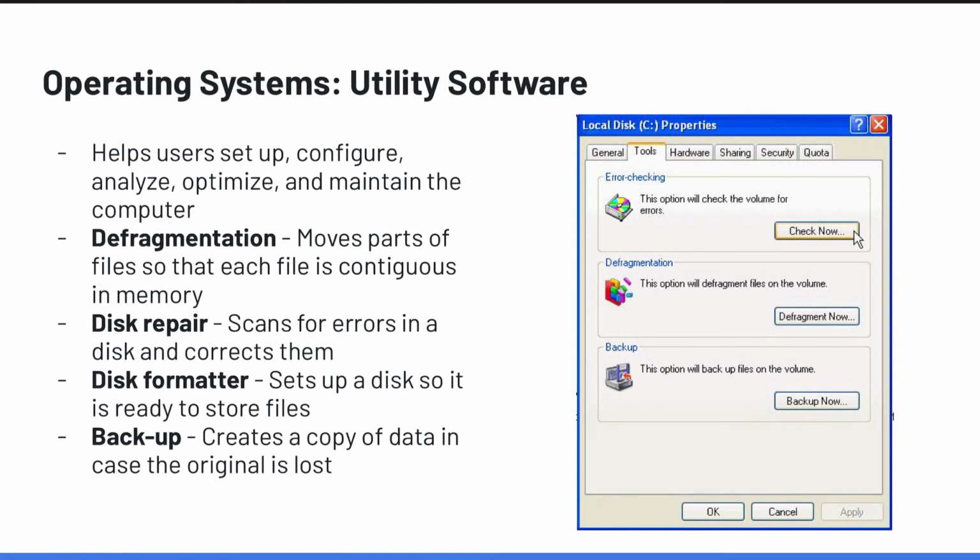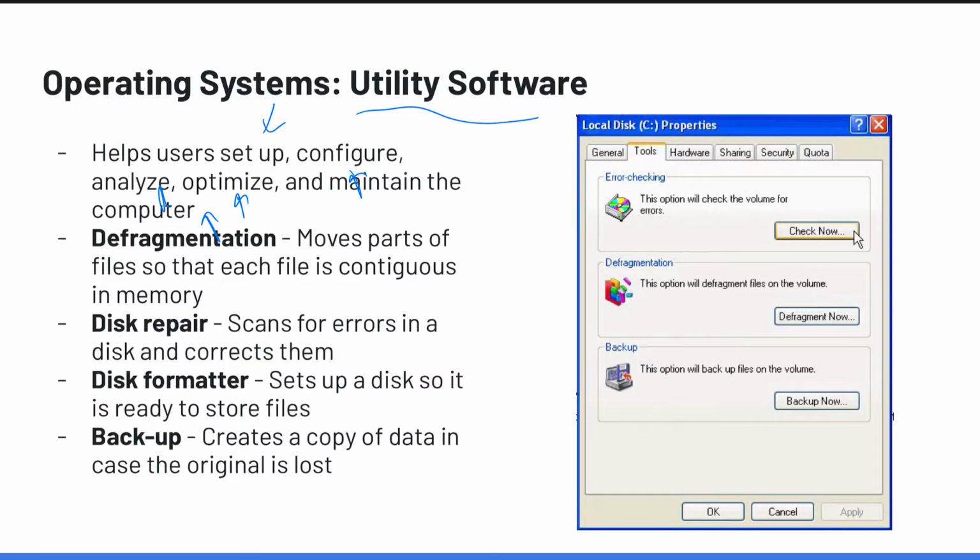Now, that basically covers the different key tasks of an operating system. In addition to the software tools that are used to accomplish those key tasks, we also have other types of software called utility software. These help users to set up, configure, analyze, optimize, and maintain the computer. Again, these are part of the operating system and part of the different key tasks that we looked at before, but these are some more specific examples that we need to be able to understand and talk about.